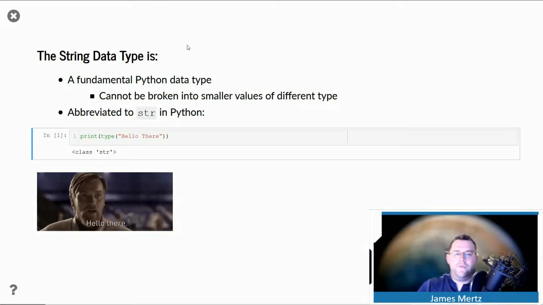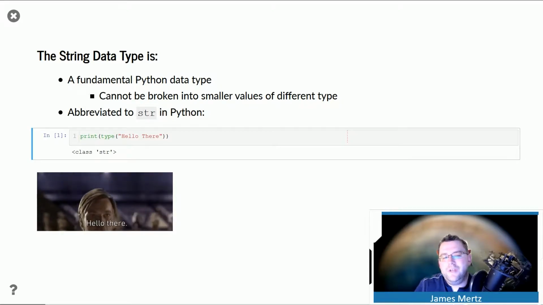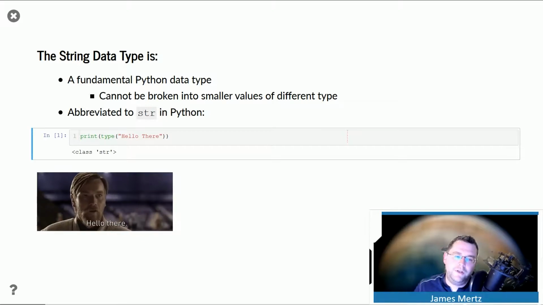The string data type is one of the fundamental Python data types. It can't be broken, and what that means is it really can't be broken into smaller values of different types. And so that's what a fundamental data type is. It's abbreviated by str in Python. We saw that in the previous module, where we were going over the different data types. And if we print out the type of "hello there", then we can see that it comes out as string. So I've got a string that says hello there. I do type around it and I print that out and boom, I've got Obi-Wan popping out and saying hello there.